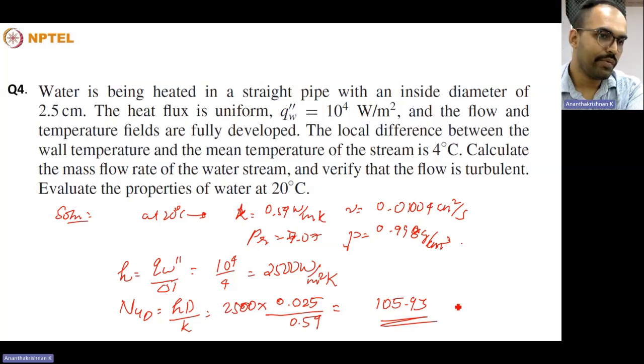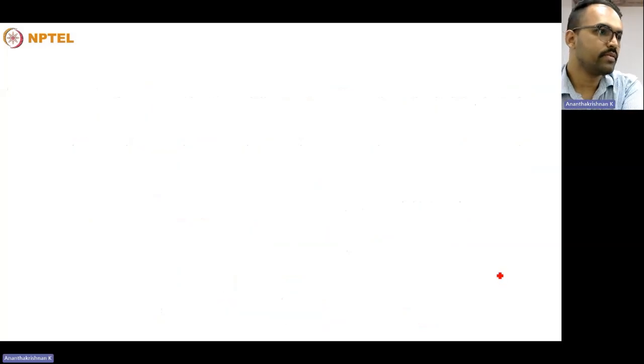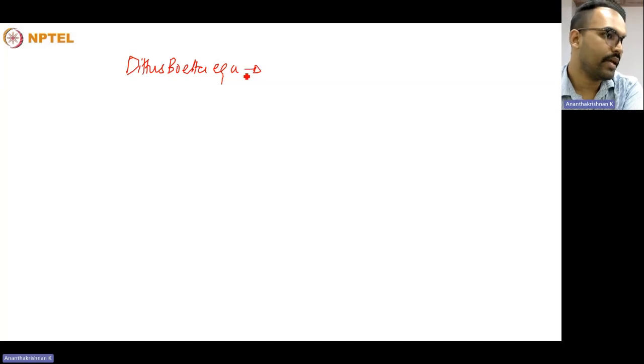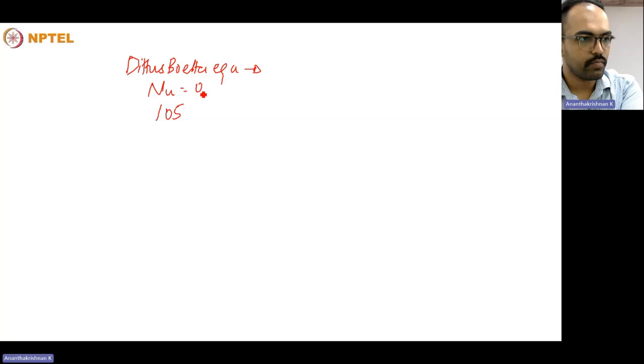Then we need to equate it to the correlation. Assuming this is turbulent flow and the Reynolds number is very much greater than 10,000, we can use the Dittus-Boelter correlation straight away. It's an assumption, and we need to validate it by calculating the actual Reynolds number. So Nusselt number is equal to 0.023, Prandtl number raised to 0.4, Reynolds number raised to 4/5. That will be equal to 105.93.